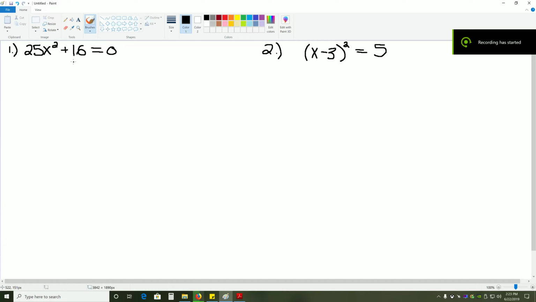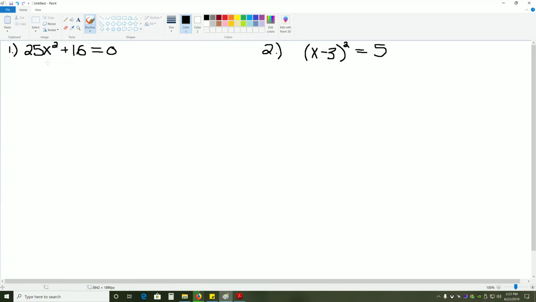For this problem, we will be solving 25x squared plus 16 equals 0 using the square root property. We will then do it for the second problem, though I suggest when we finish the first, you pause the video and try the second one on your own.